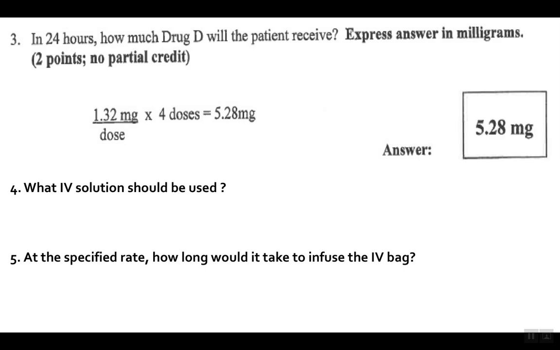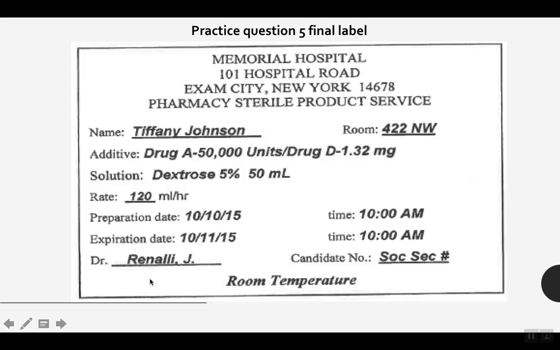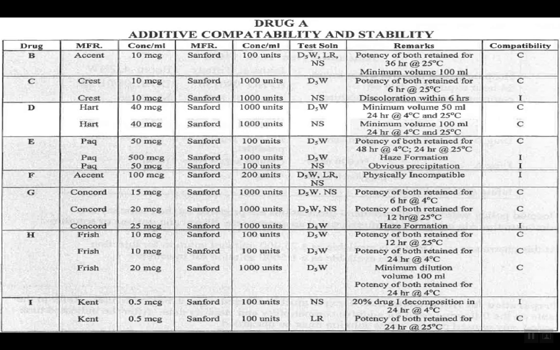What IV solution should be used? D5W 50 ml. Okay, and we'll go back to see why that's the case. And at the specified rate, how long will it take to infuse the IV bag? We talked about this already, okay? So it's a 50 ml bag that you're using in this case. Okay, and let's take a look at the Trissel's chart.